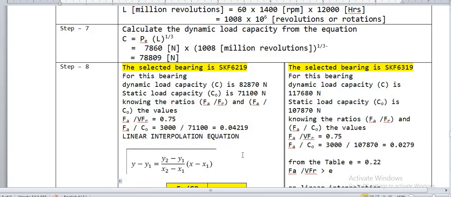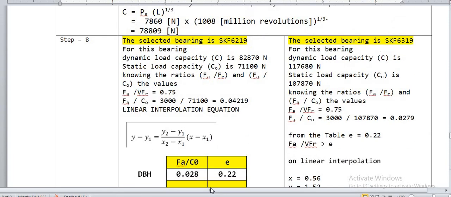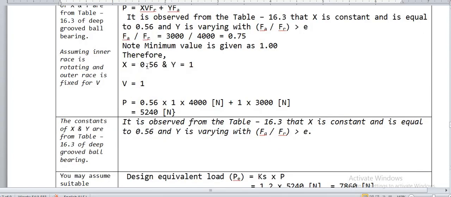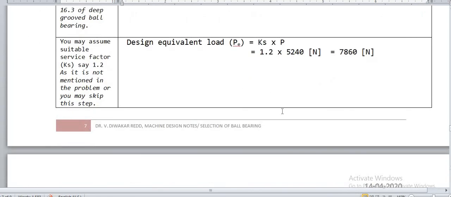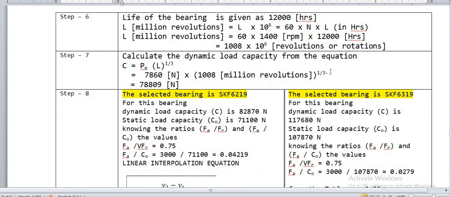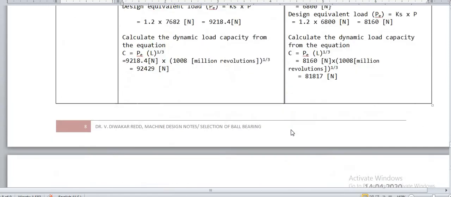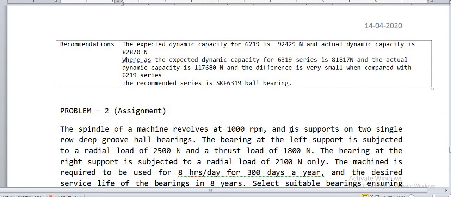So here the main issue is the selection of the ball bearing. How to start initially: we consider X equal to 0.56 and Y equal to 1, and again calculate the dynamic load capacity. Based on that dynamic load capacity, we select a particular bearing, and check it after defining the values of X and Y. Again we check whether the values are within the limit, that is, the expected value should be less than the manufacturer's catalog value. Then the selection of the ball bearing will be suitable for any operation.